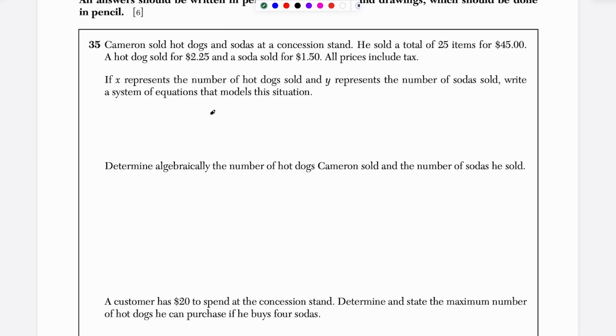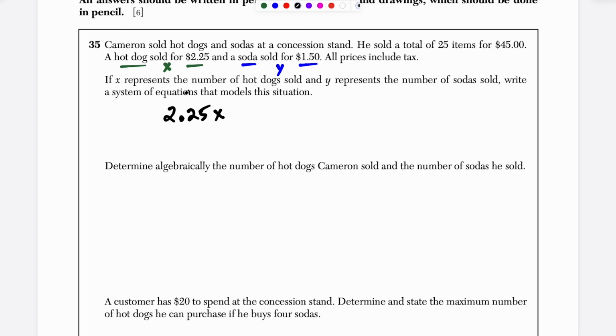So we'll do this part first. And what I like to do for questions like this: X represents the number of hot dogs, and a hot dog sold here for $2.25. So I like to put the X near where in the question they told us the price of the hot dog. So next they tell us that Y represents the number of sodas sold. So by sodas, I'm going to put Y. And now this is going to help us set up our system. So the hot dogs were $2.25, so I'm going to put 2.25 times X.